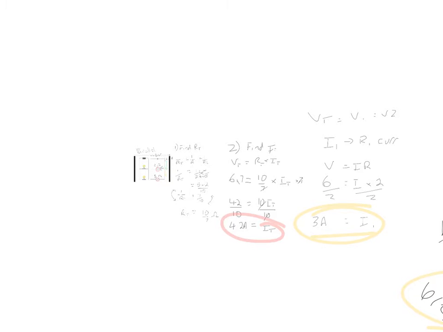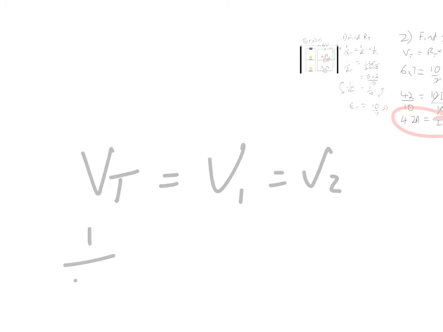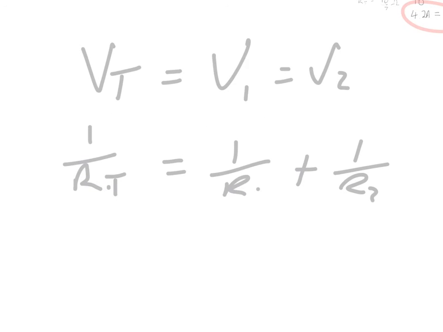So again, I relied on a couple of pieces of information I needed to know. VT equals V1, which equals V2 in a parallel circuit. My 1 on RT, my total resistance, equals 1 on R1 plus 1 on R2, etc. And the last thing I needed to know was that IT, my current total, equals I1 plus I2.